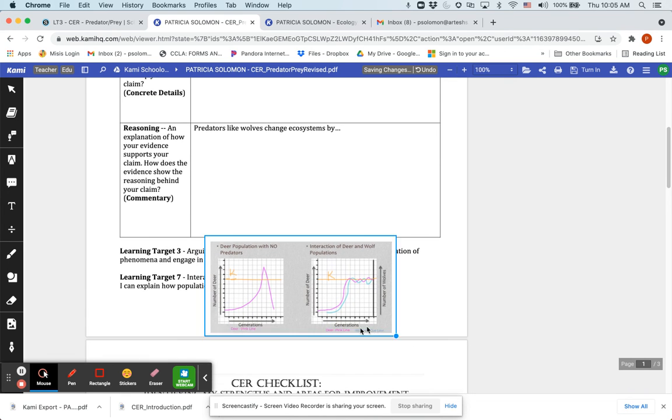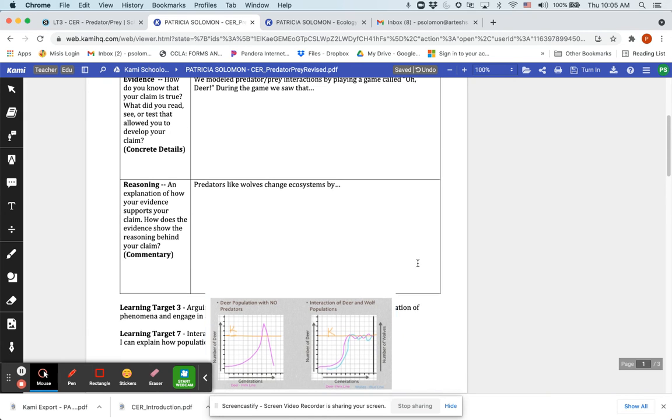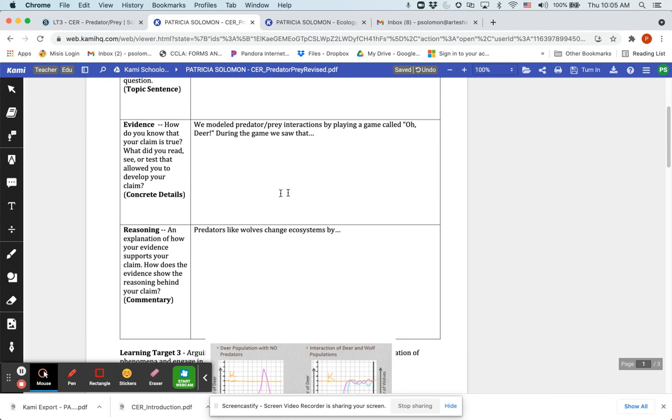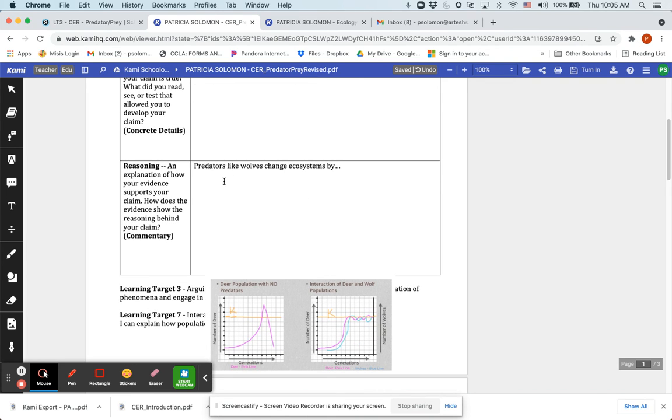So you can say, in the graph below, you can see that before predators, this happened, and after predators, this is what happened. That's what you can use as part of your evidence. And that really helps the person visualize what happened in the game. And then predators like wolves, and then you do your reasoning.